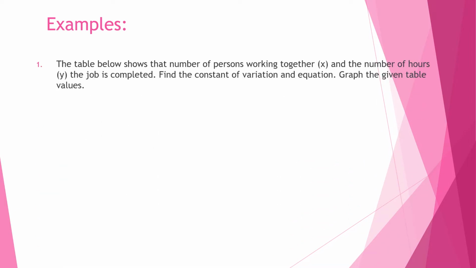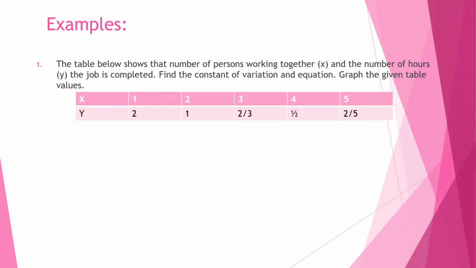So let's try to answer an example. Number 1. The table below shows the number of persons walking together and the number of hours the job is completed, represented as x and y. Find the constant of variation and equation, and then graph the given table values. As you can see, the values of x are 1, 2, 3, 4, 5, and the values of y are 2, 1, 2/3, 1/2, and 2/5.